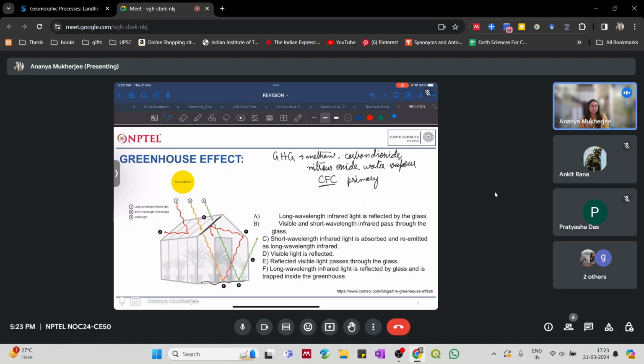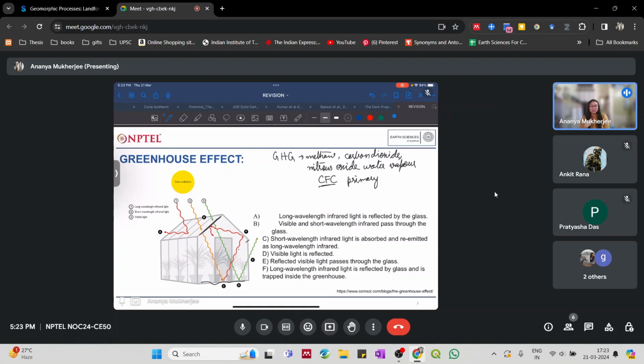Then there is the visible and short wavelength infrared pass. Okay, so there is a slide in the weekly content which gives you the electromagnetic spectrum. So you can see how the different wavelengths differ, and which region of the spectrum we are talking about belongs to which wavelength. Mostly the one which is giving us the problem is the conversion of this short wavelength infrared light into the long wavelength infrared light.